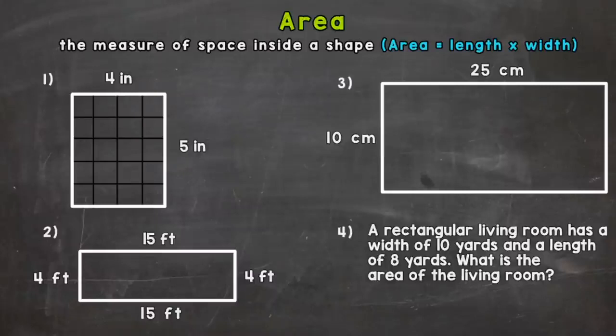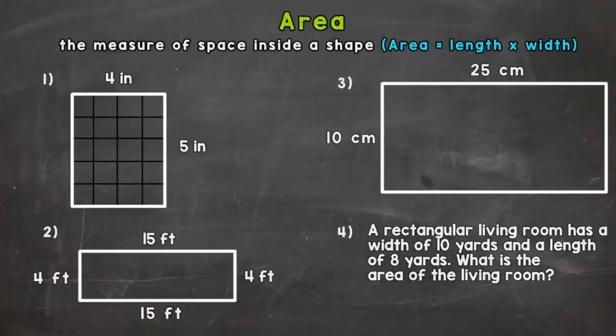So as you can see, there are 4 problems on your screen that we're going to go through in order to learn more about finding area of rectangles. So let's jump right in to number 1. So for number 1, we have a 4 by 5 inch rectangle.